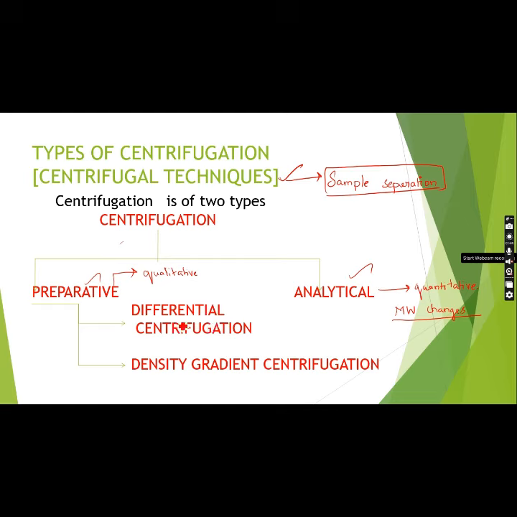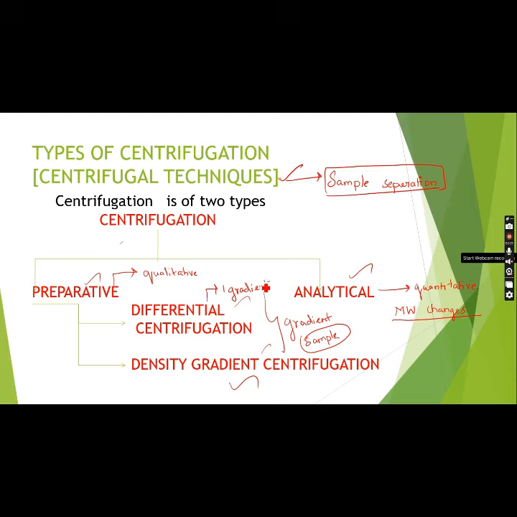So based on the qualitative changes, preparative centrifugation itself can be further classified into differential centrifugation and density gradient centrifugation. These two types of centrifugation are based on the gradient used in the centrifugation of the sample. In density gradient centrifugation, different types of gradients can be used, and based on the gradients and density of a sample, the separation is achieved, whereas in differential centrifugation, there will be only one gradient.